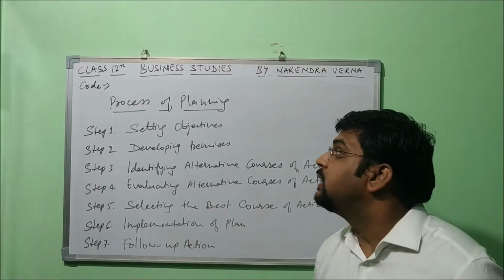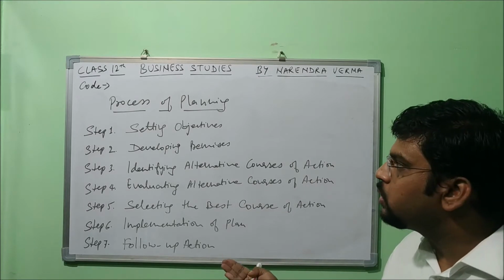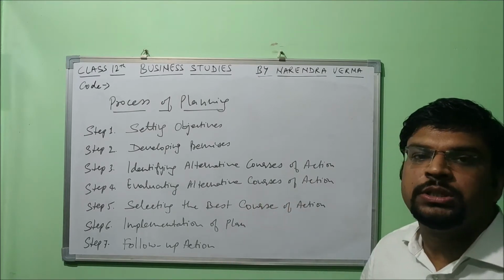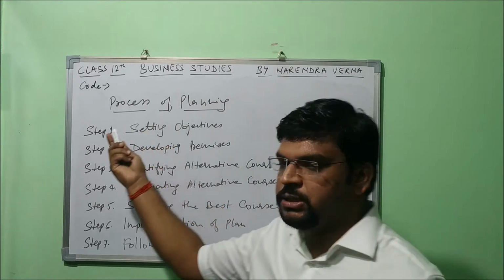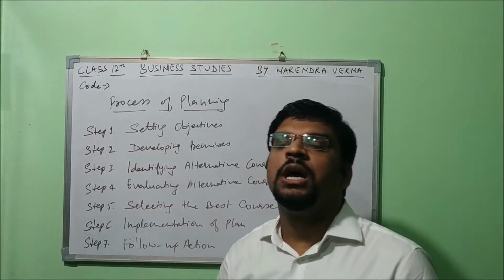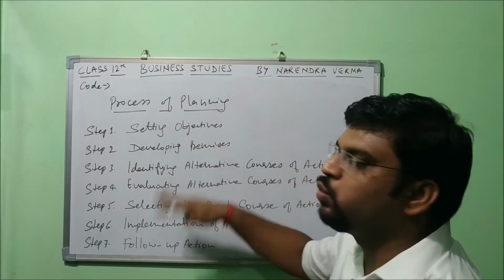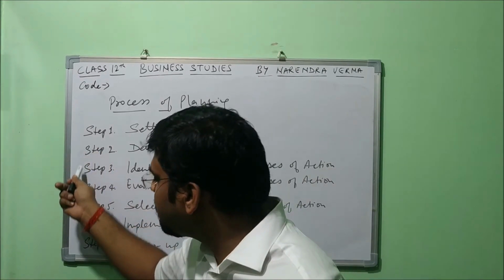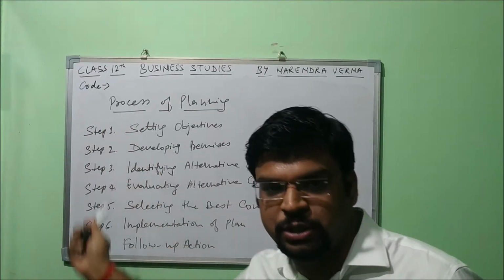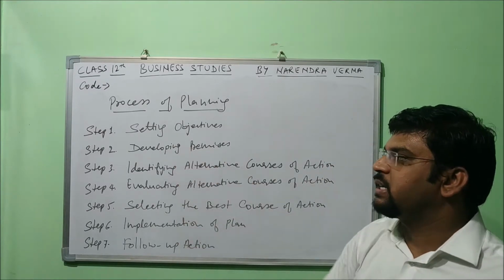So friends, these are the steps of planning. Just because planning includes various steps, it is also known as a process. A process is something which includes various steps in a set sequence. We cannot change the sequence, right? Very first we will have to go to this step, then this, and then to the last step in the same sequence. Understood? So the very first step is setting objectives.